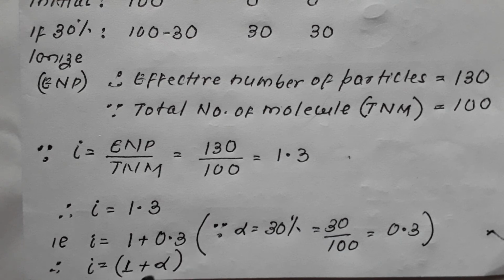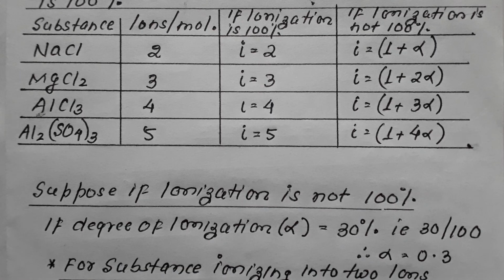So what is the value of i? For those substances which ionize into 2 ions but where ionization is not 100%, i is equal to 1 plus alpha. This is 1 plus 0.3, where 0.3 is alpha. So i is equal to 1 plus alpha. We can now rediscuss this example.